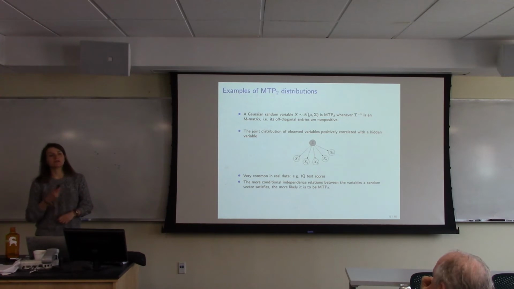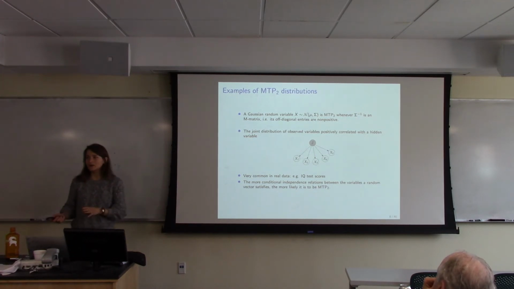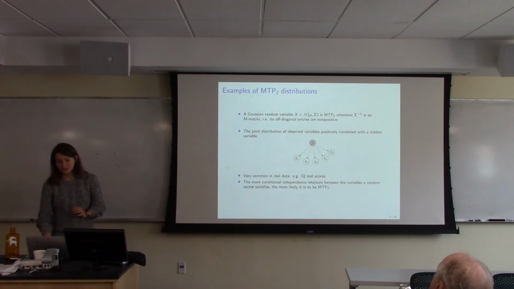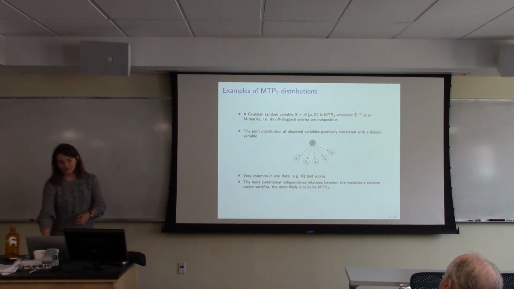And then if you impose an additional independence relation, like x_2 is independent of x_3 given x_1, then you get 50%. And then if all x_i's are independent, then you obviously get a diagonal matrix, and that's MTP2 because its inverse is also a diagonal matrix, so its off-diagonal entries are not positive. Anyways, these are some examples. And this is the type of densities that we'll be trying to estimate.